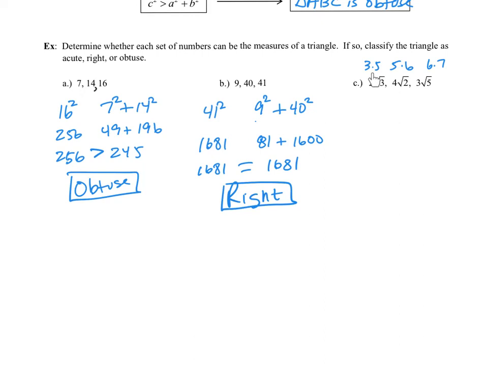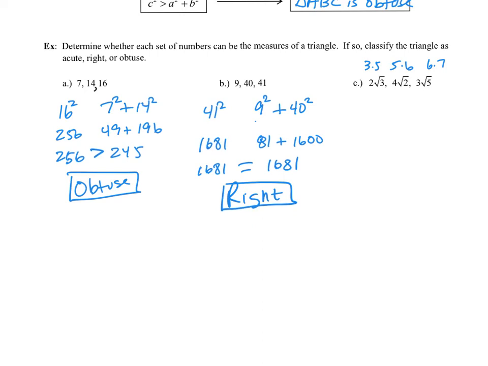So now, first of all, can we make a triangle? Well, if we add 3.5 and 5.6, that's going to be bigger than 6.7. 5.6 plus 6.7 is bigger than 3.5, and if we add the first and the third, that's bigger than the middle measure. So these can definitely make a triangle. So now let's see what kind of a triangle we're looking at.